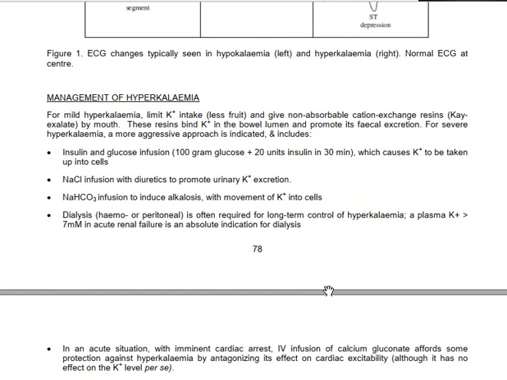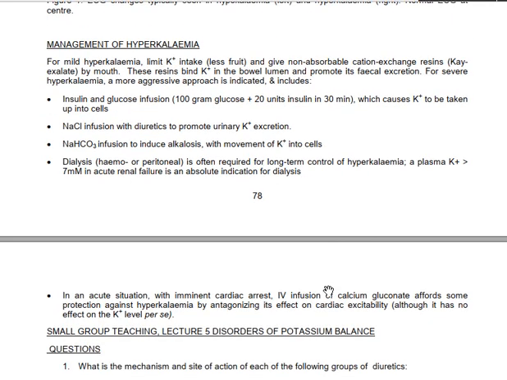So, the management of hyperkalemia. For mild hyperkalemia, you need to limit the potassium ion intake. Just limit the potassium ion intake. Is it clear? But in other cases of hyperkalemia, there are other approaches to treat it. You can use insulin and glucose infusion, because insulin is going to cause glucose to enter the cell, and with it potassium, and that's going to reduce the potassium ion level.